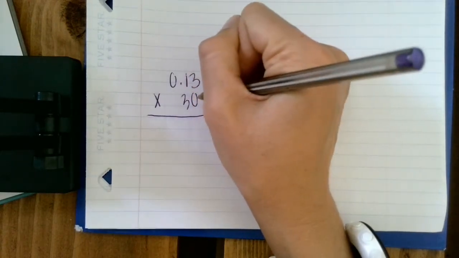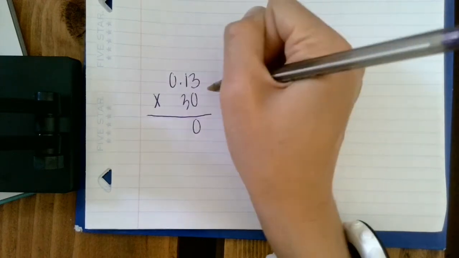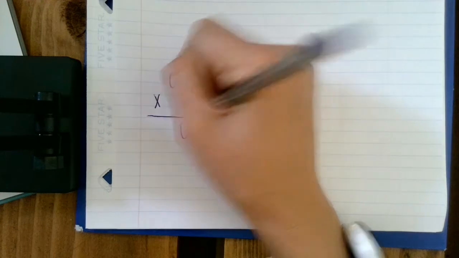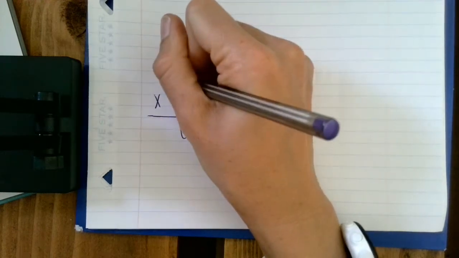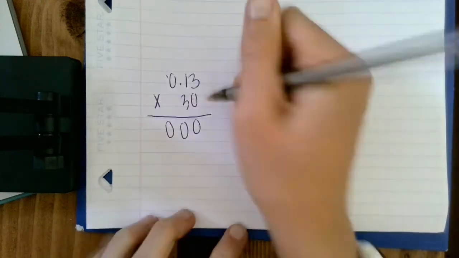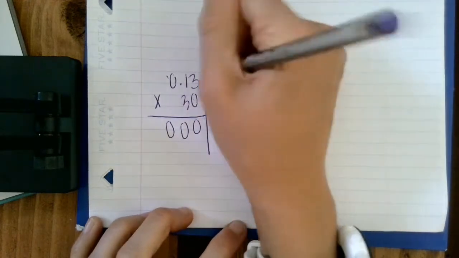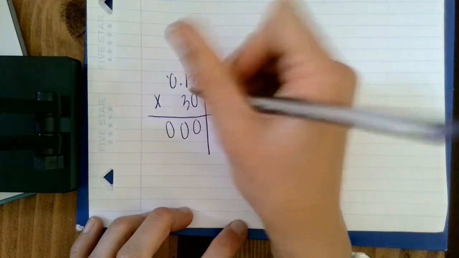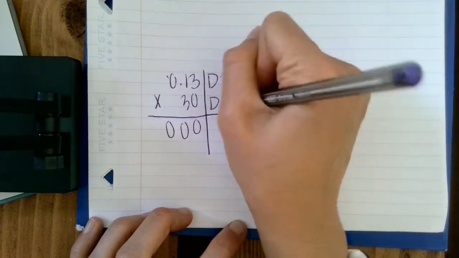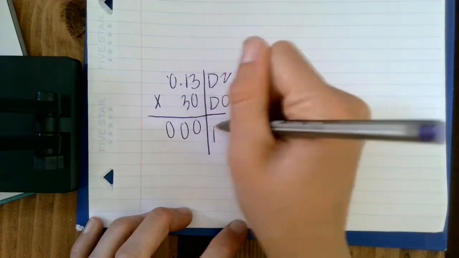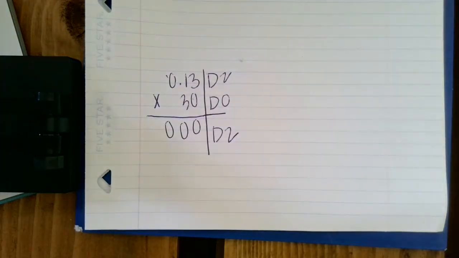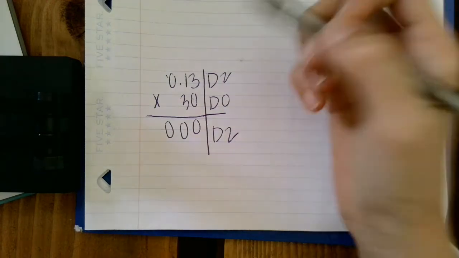I'm going to go ahead and multiply. 0 times 3 is 0. 0 times 1 is 0. And 0 times 0 is 0. I forgot this little trick. So there are 2 numbers behind the decimal here. So I'm going to put a D2. There are no numbers here, so D0. Add these together. That means there should be 2 numbers to the right of the decimal place whenever I finish.